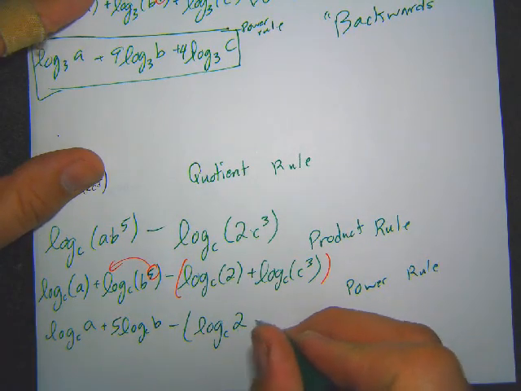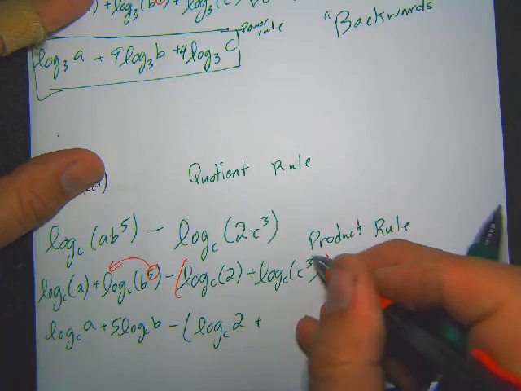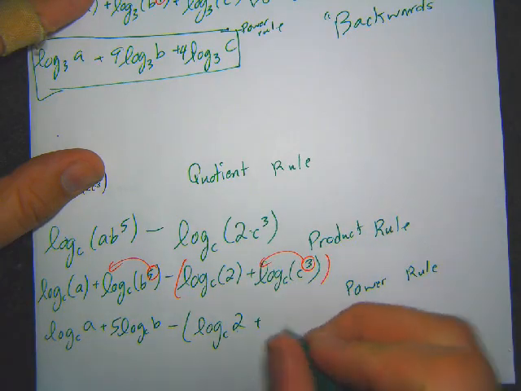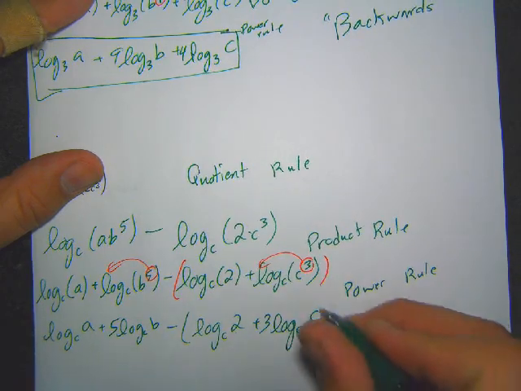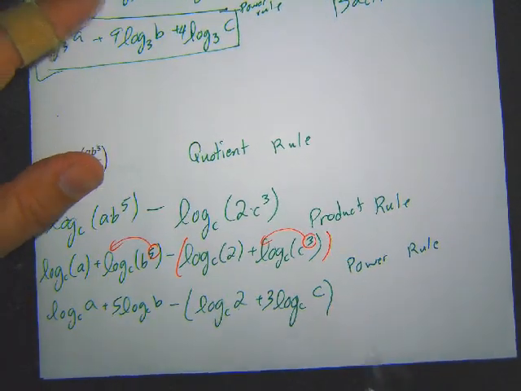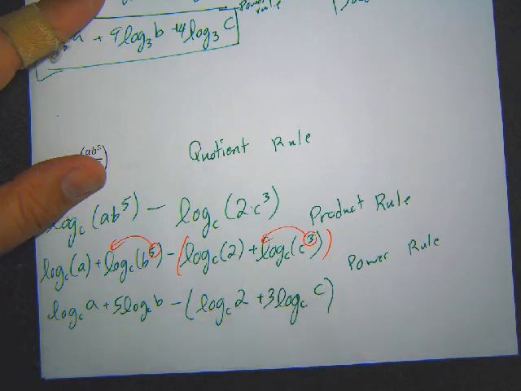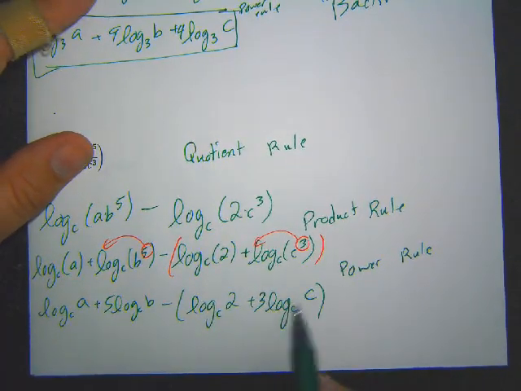And then the last thing here is pull the 3 out. So we can pull that 3 out here. We get 3 log base c of c. Now I'll show you something here. Notice this is log base c of c. These letters match. We've seen that before.